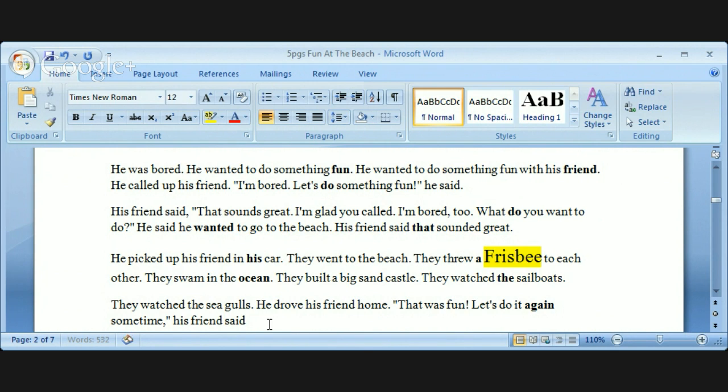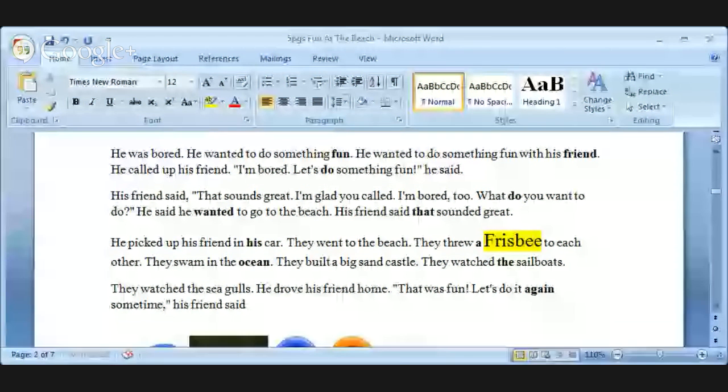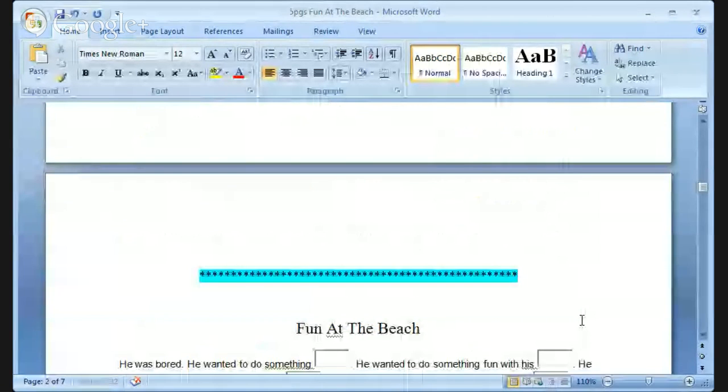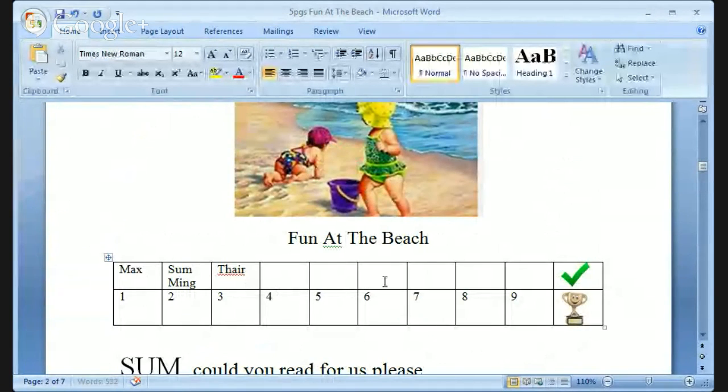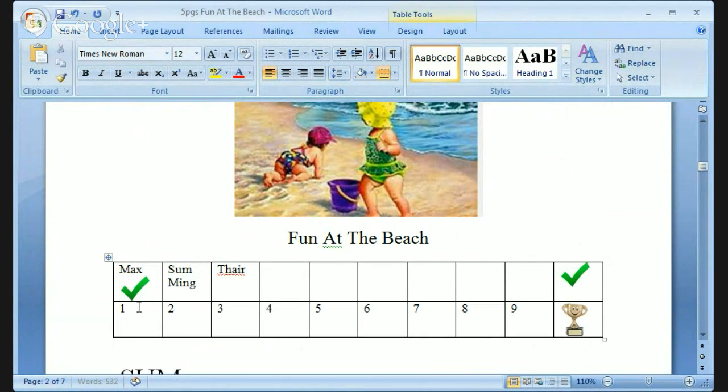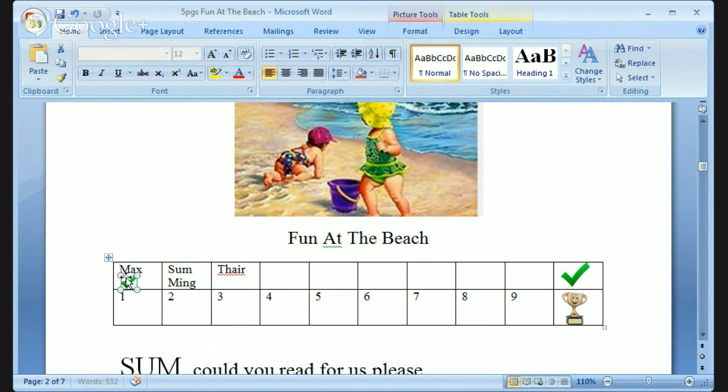Okay, good. Very nice. Now I want to ask each of you if you understood the story 80%. Max, did you understand the story 80% or more? Yeah, I think more. Okay, good. Sum Ming, did you understand the story 80% or more? Yes. Okay, good.